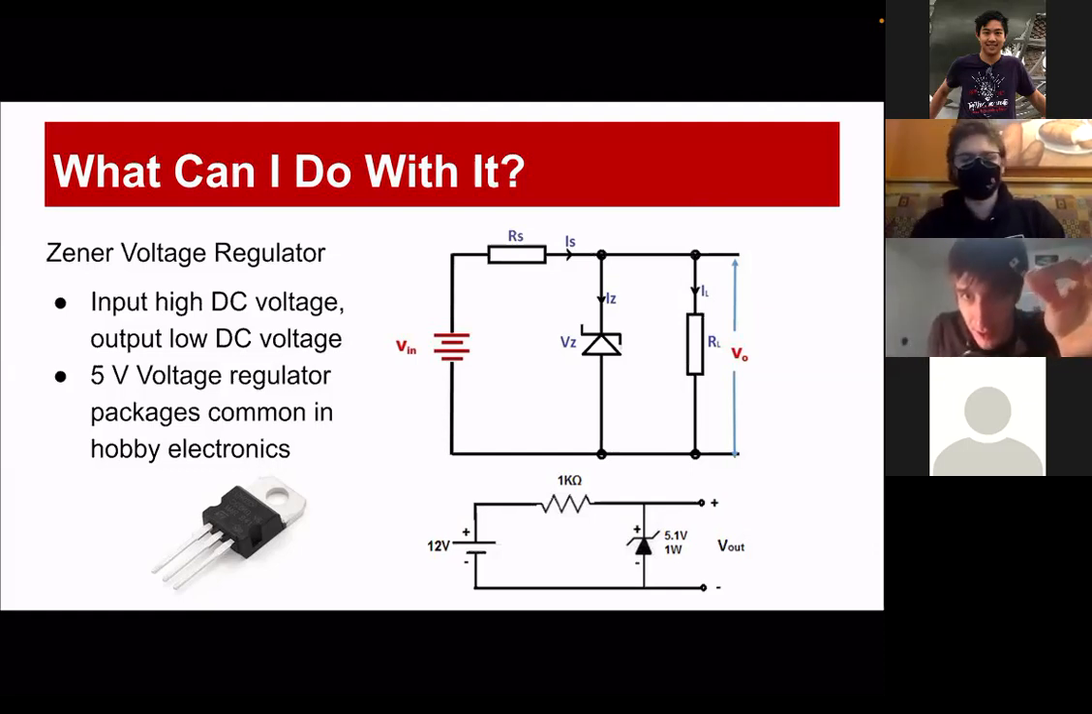There are certain components that really like specifically 5 volts. If you're trying to control an ATtiny85 or certain microcontrollers, they will only accept 5 volts. So if all you have is AA batteries or a 9-volt battery, then you need a voltage regulator to make sure that things can operate properly.